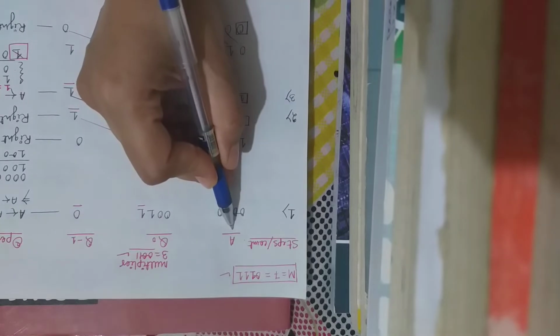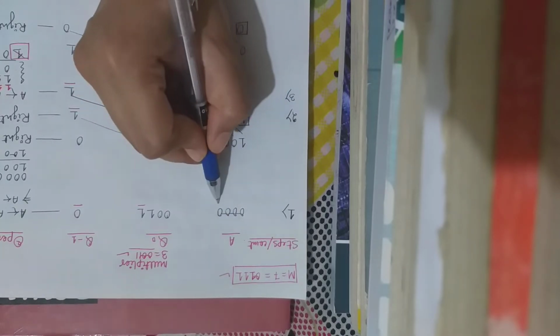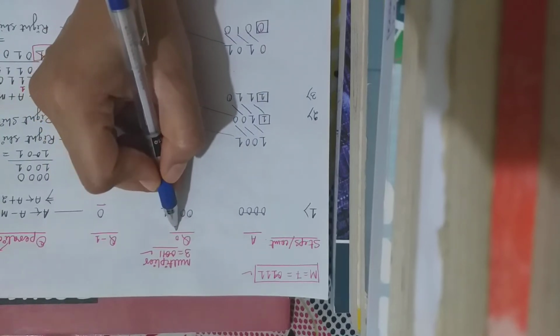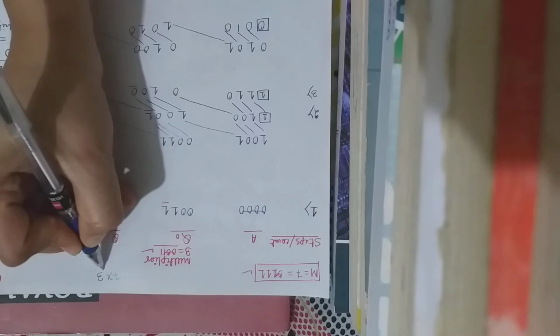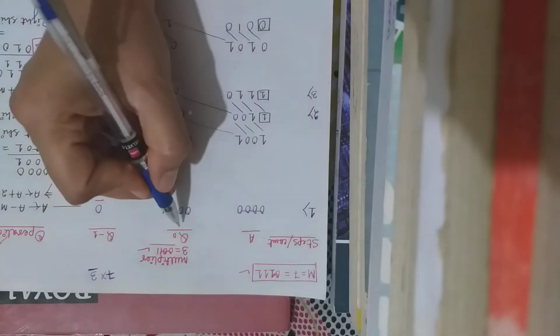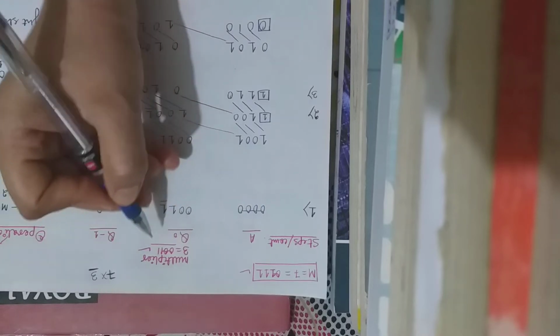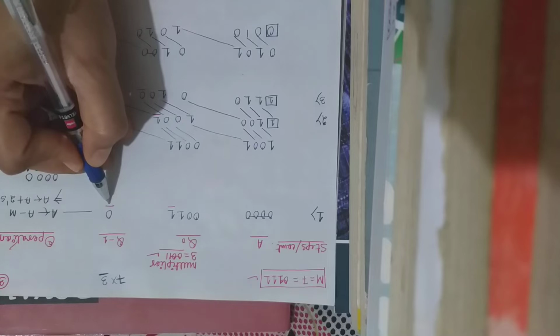In the accumulator, A is initialized with 0. 4 bit means 4 zeros. Q naught means the multiplier. In 7 cross 3, 3 is the multiplier and 7 is the multiplicand. The Q naught, 3 in binary form, is 0011. Q minus 1 is 0.